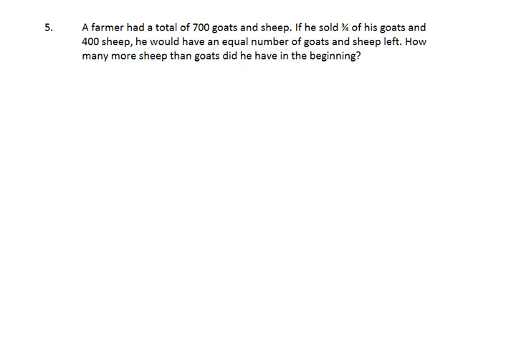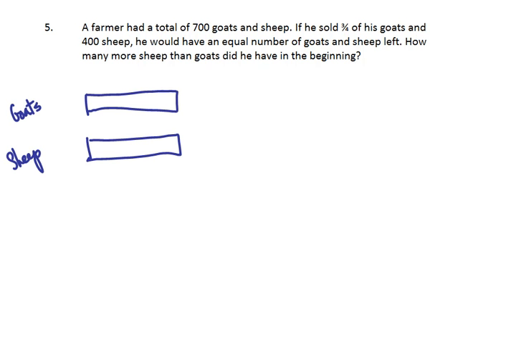Well, we know that after the two things happen, he sells off 3/4 of his goats and 400 of his sheep. He then has an equal number of goats and sheep left. So in the end, he has the same number of goats and sheep, represented by those rectangles there. Now, what did he do to get to that point?